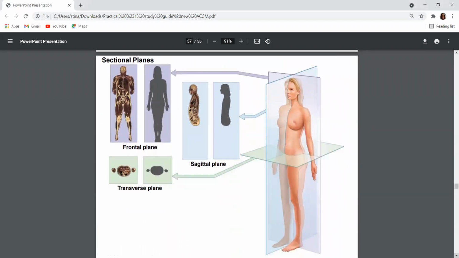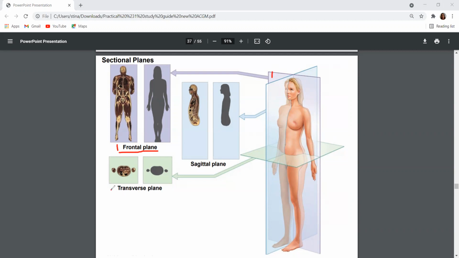Now you can cut the body into different planes, and you can cut organs into different planes. So those planes are called sectional planes. In other words, it's where we cut something. So the first one we're going to review here is the frontal plane. So the frontal plane is going to be dividing the front from the back. So you can see this, I'm going to put a little number 1 on here, number 1. You can see this plane cuts the front of the body from the back of the body.